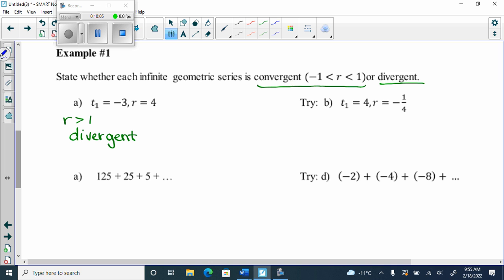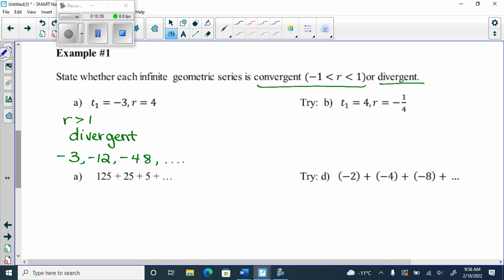Is the number going to go to positive infinity or negative infinity? We're starting at negative 3 and we're multiplying by what? 4. So we're going to have negative 3, then negative 12, then negative 48. So is the number going to reach positive or negative infinity? Negative infinity. It's getting really, really, really large negative. Right? Okay, B. Convergent or divergent?